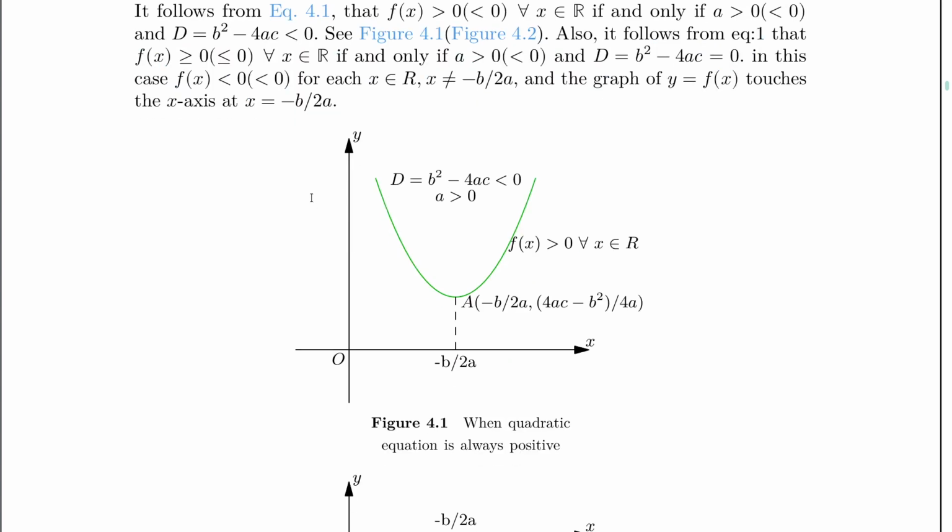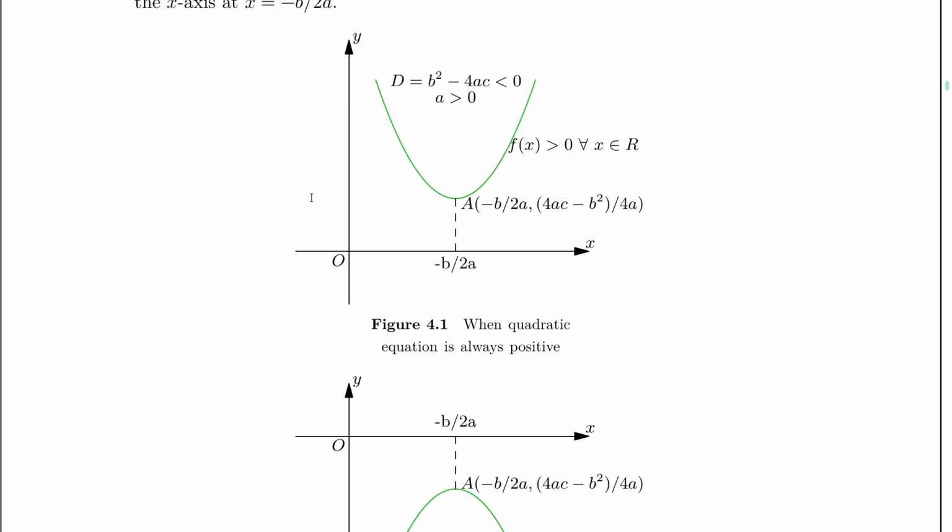Now we look at the graph. The graph when a is greater than 0 will look like this. When the discriminant is less than 0 and a is greater than 0, if you plot it, it will be like this. And this is x equal to minus b by 2a. At this point, the value of the quadratic expression will be minimum, and that minimum value will be (4ac minus b square) by 4a.